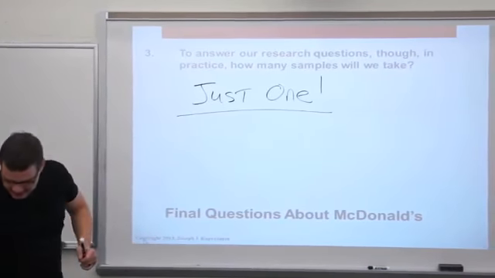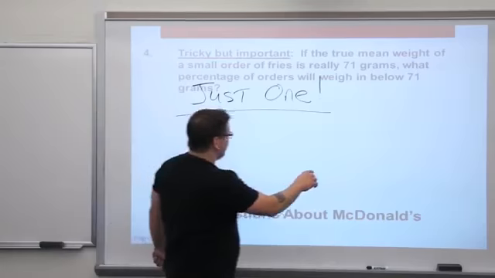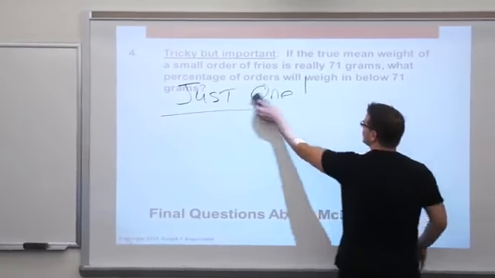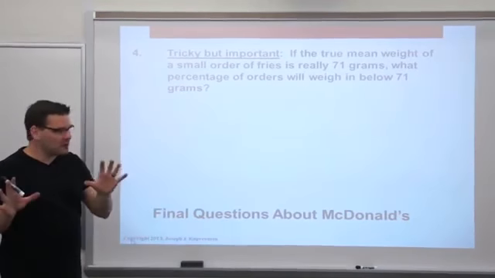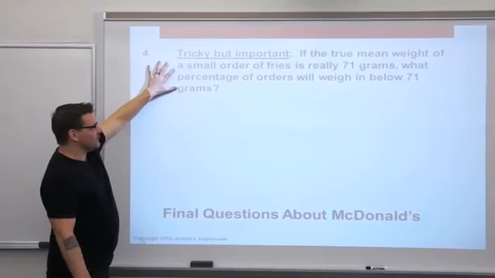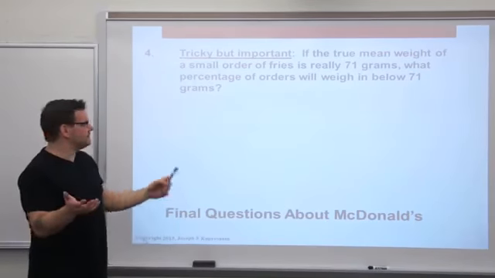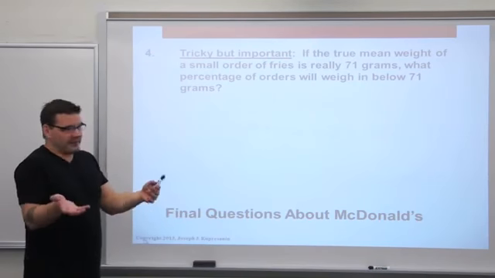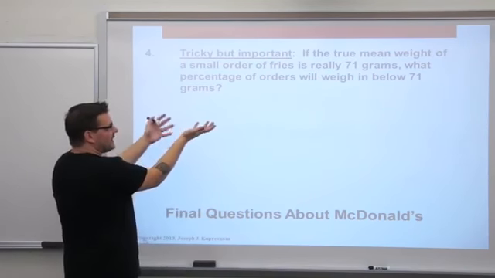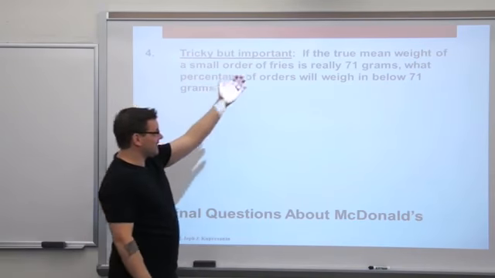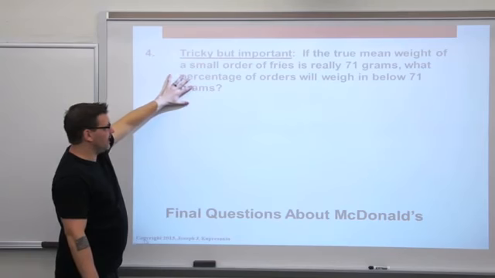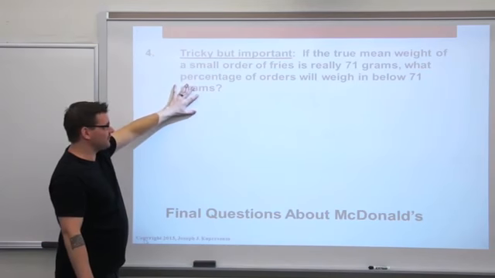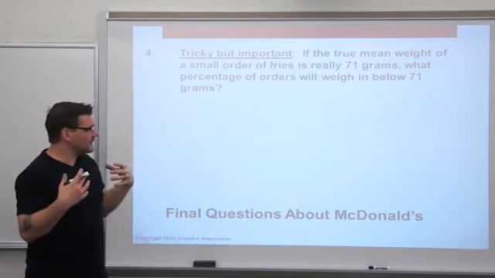Okay. Last question. A little tricky one, but I think this is interesting and sort of important. If you understand the answer to this question, you're doing pretty good, I think. Tricky but important. Think of McDonald's, you could just pick 1 location to make it simpler. Think of Rising Sun. If the true mean at Rising Sun for small fries was really 71 grams, what percentage of orders will weigh in below 71 grams? If the true mean is 71, what percentage of orders will weigh in below 71 grams?